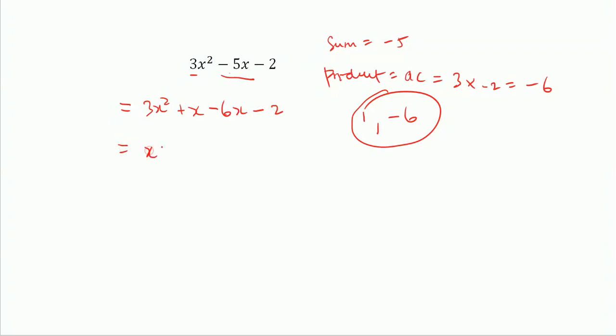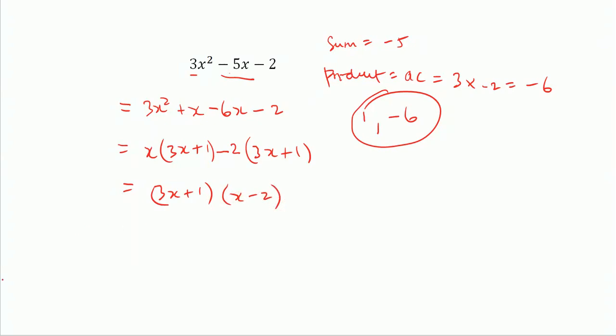We can pull out x, and this will be 3x plus 1. And then we can pull out 2, and this will become 3x, and we need to have plus 1 here, so 3x plus 1. So therefore we need to put a minus sign here, because minus 2 multiplied by 3x will give me minus 6x, and minus 2 by plus 1 will give me minus 2. So we have a common factor of 3x plus 1 and this will be x minus 2.